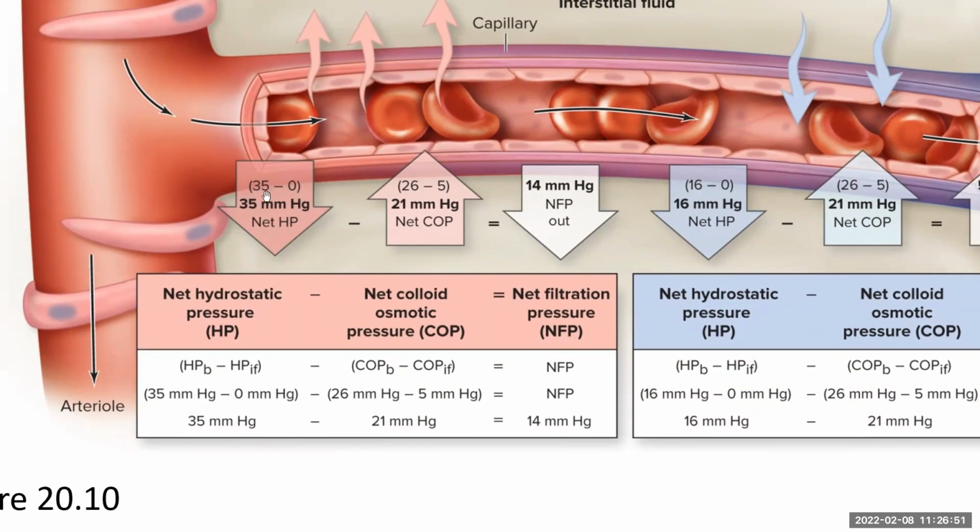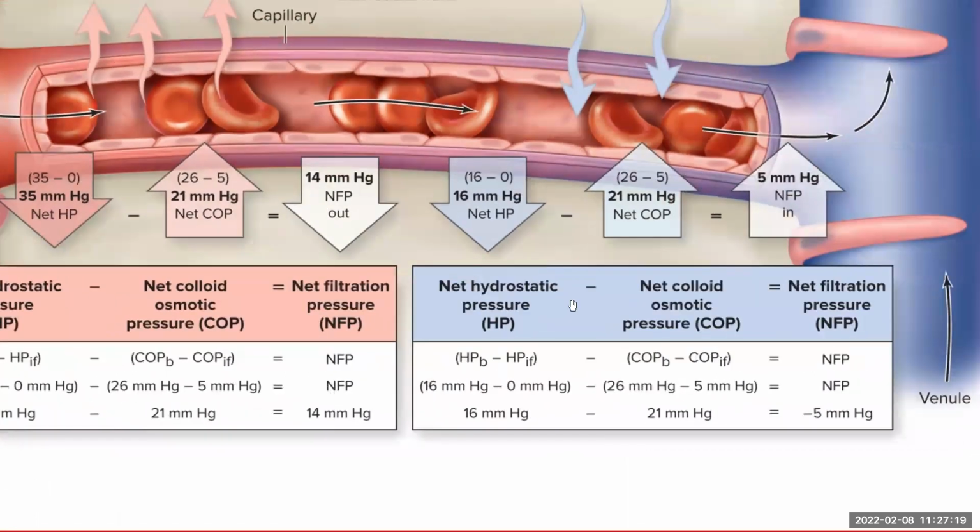So we take the difference, which is 35 millimeters of mercury. We plug that into our equation here, and then we take the difference of the blood osmotic pressure versus the interstitial osmotic pressure. You'll see the difference here is going to be 14 millimeters of mercury. That's going to give us our favorable filtration pressure.